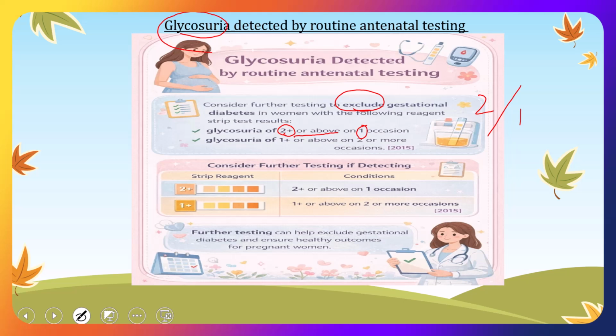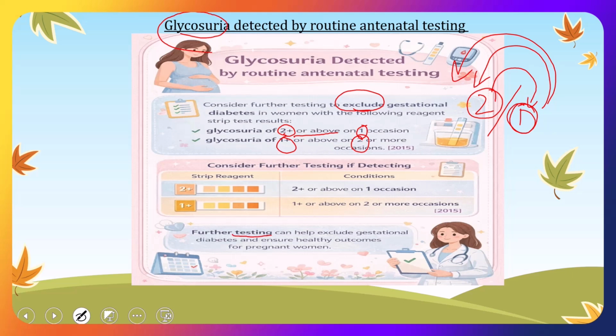And if glycosuria of 1 plus or above is present on 2 or more occasions, you can remember it in the form of going here and then going backward. If 2 plus glycosuria is present on one occasion, we are going to screen this patient for gestational diabetes. And if 1 plus glycosuria or more is present on 2 occasions, then the same holds true, that we are going to screen this patient for gestational diabetes mellitus.